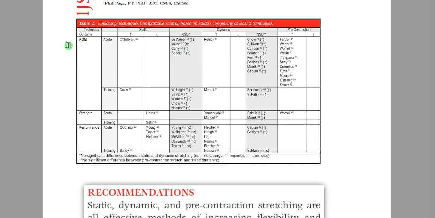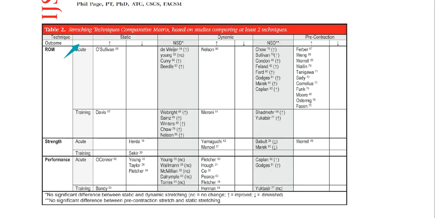So what you're looking at here is, let me go back to here. You're looking at range of motion and how does it change? Let me just zoom in a little bit on this. Does the range of motion increase or does it decrease with static stretching, or is there no significant difference between static and dynamic? You can see only one study here showed that range of motion is going to be better with static when compared to dynamic.